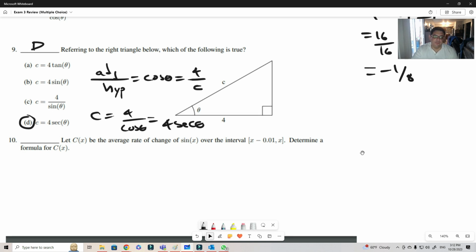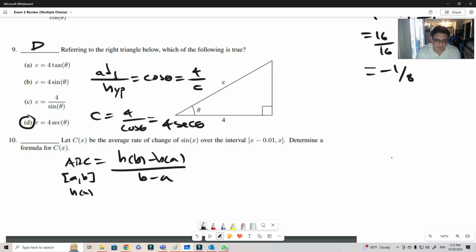Now last, to finish up the multiple choice here, I'm going to find the average rate of change of sine of x over the interval from x minus 0.01 to x. So if you remember the formula of the average rate of change in an interval a, b for a function h of x, of course, this is h of b minus h of a over b minus a.